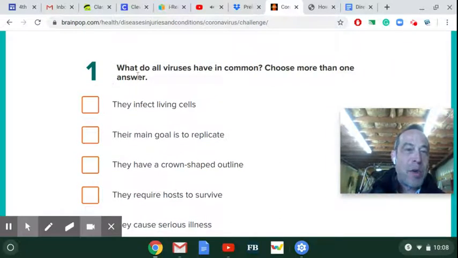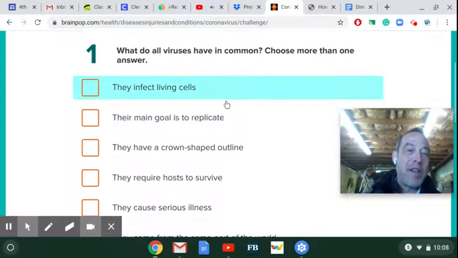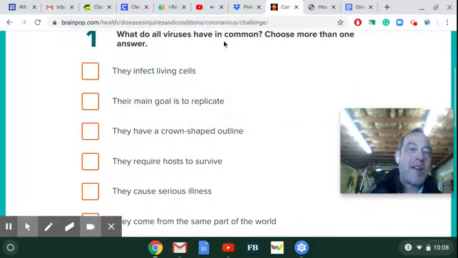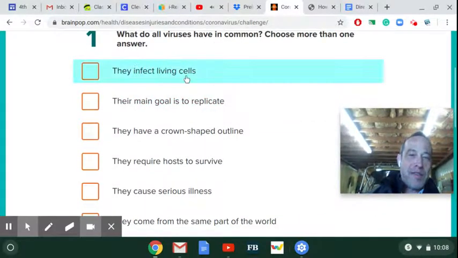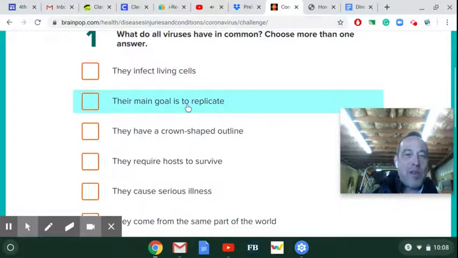It says, number 1, what do all viruses have in common? Choose more than one answer. And we've all learned that when you have a question like this, choose more than one answer, that could mean that there are 2 answers. That could mean there are 3 or more. We don't really know. And so they give you that. What do all viruses have in common? Choose more than one. Infect living cells, main goal is to replicate, and so on.